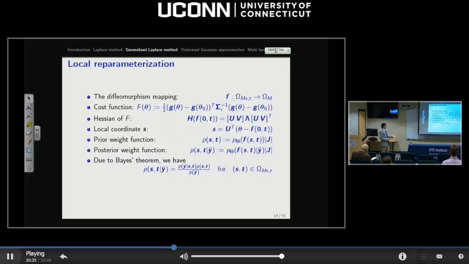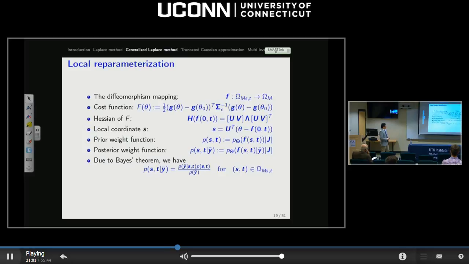Of course, the Hessian of f will be low rank, right? Because we have a manifold there. And therefore, U is the eigenvectors corresponding to the non-zero eigenvalues. And if we have U, we can define the local coordinate s. s is very important because in this direction we can do the Laplace approximation.